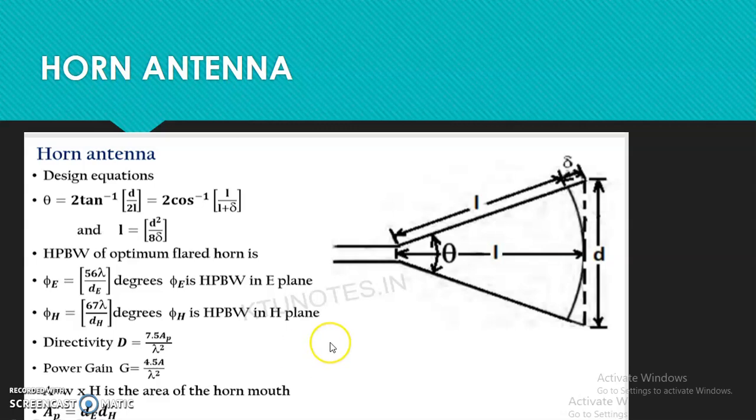The design equations of the horn antenna are also required. In all other cases, we need to study only the principle and the operation. But in the case of the horn antenna, we also need to study the design equations. So you should learn all these equations for the horn antenna.